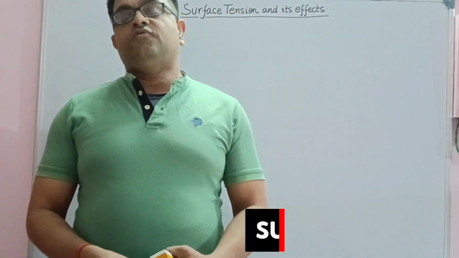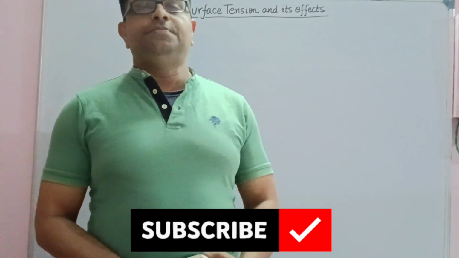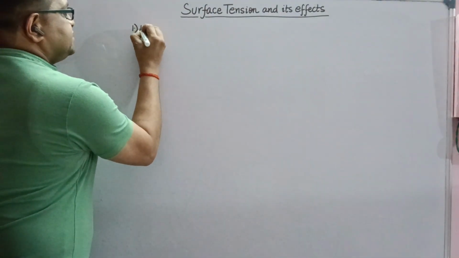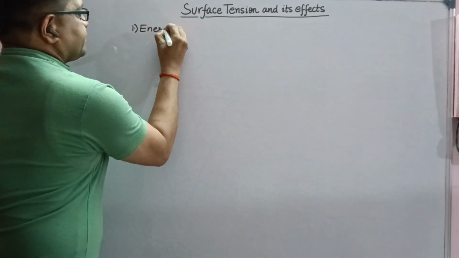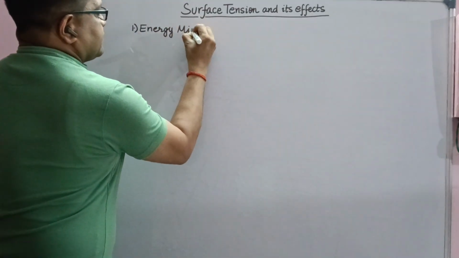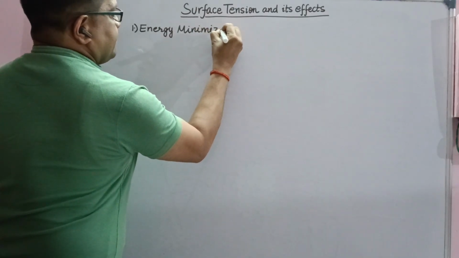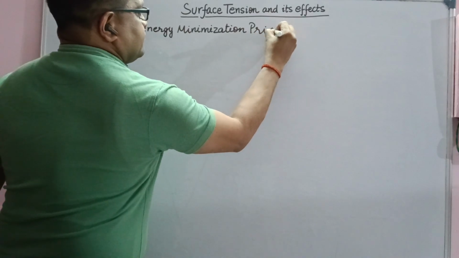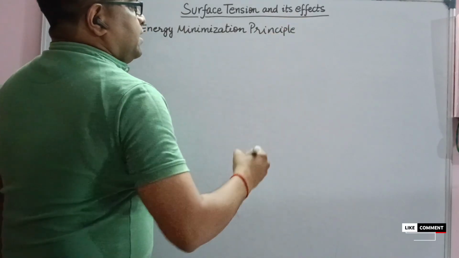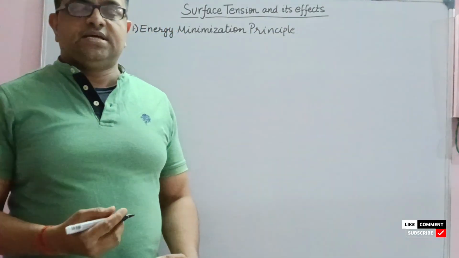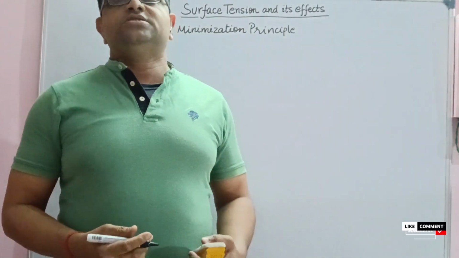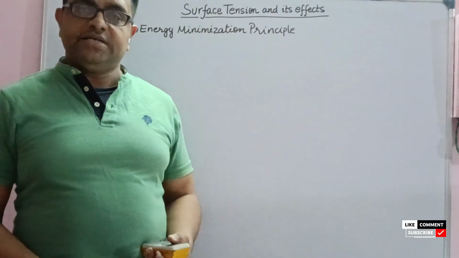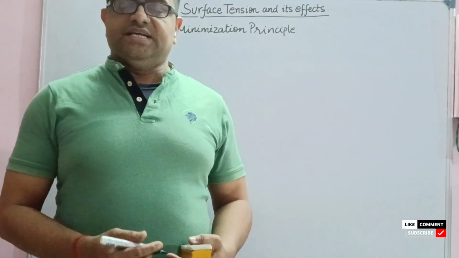In that, first of all, we have seen the energy minimization principle. So the effects of surface tension started with the energy minimization principle. I already cited a few examples such as why liquid droplets are always spherical in shape, and that is because of the energy minimization principle attributed to surface tension.